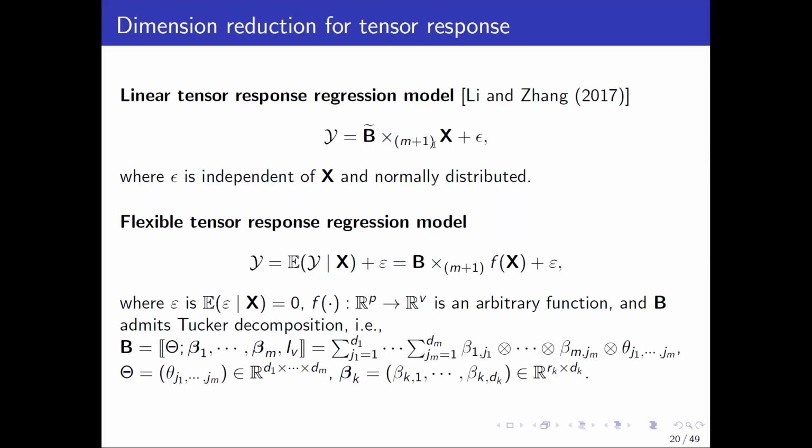So we have one last question to answer. Is there a relevant tensor response regression model that is related to our dimension reduction approach? And the answer is yes. Before introducing our model, let me first review one existing model that was proposed by Li and Zhang in 2017. Their model is this linear tensor response regression model. As you can guess from the name, the tensor response is linearly dependent on a predictor X through this coefficient tensor B tilde. And this B tilde admits a Tucker decomposition.